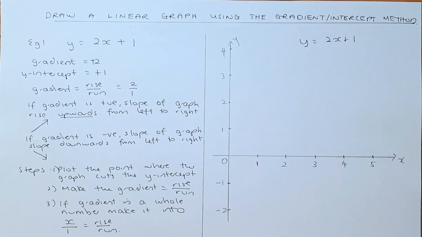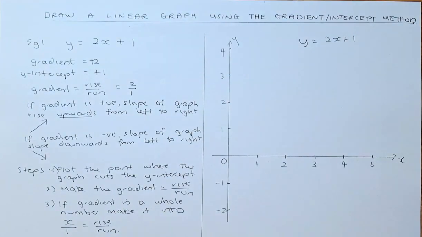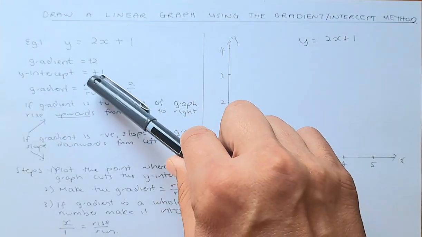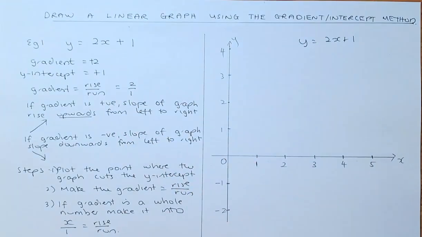First, you need to know what the gradient is and what the y-intercept is. The gradient is the slope, and it is the number with the x. In this case, it is 2x, so the gradient is 2. If we want to do this method, you have to write it as rise over run. So the gradient is rise over run. Instead of 2, just put 2 divided by 1 because they give the same answer.